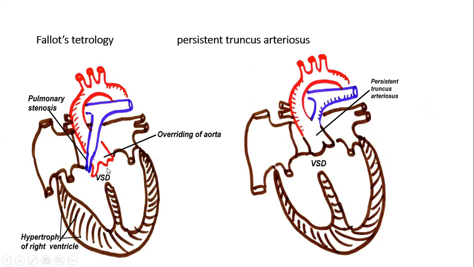Then it leads to a condition called the ventricular septal defect. If the septum doesn't develop properly, then it leads to a condition called VSD, ventricular septal defect. And the most important among these is a condition called Fallot's tetralogy. Tetralogy means four. So there are four signs with which you can identify it.